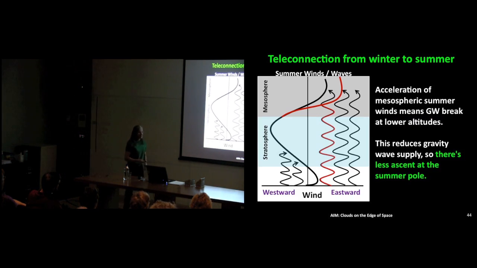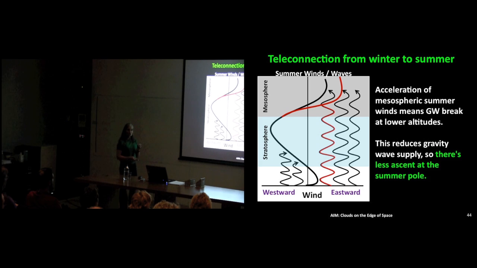All right, so what actually happened? This is the original plot here for the summertime. You have your wind. It's in the westward direction in the stratosphere. It actually then comes over and actually is in the eastward direction up in the mesosphere. Your gravity waves are breaking somewhere up in the mesosphere here, and they're eastward.